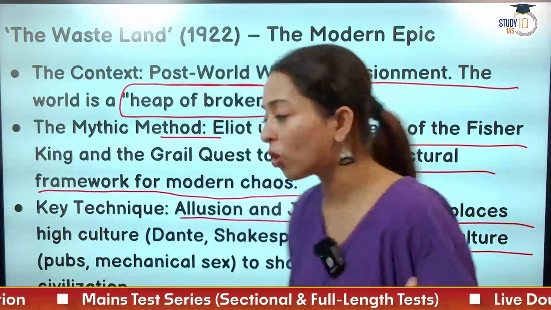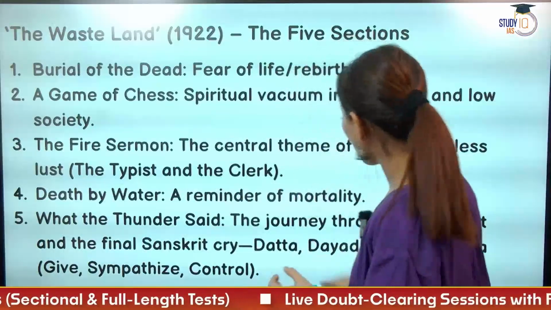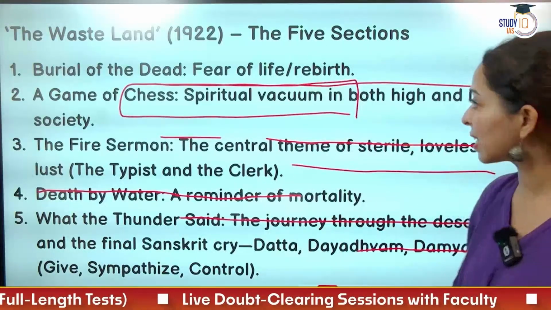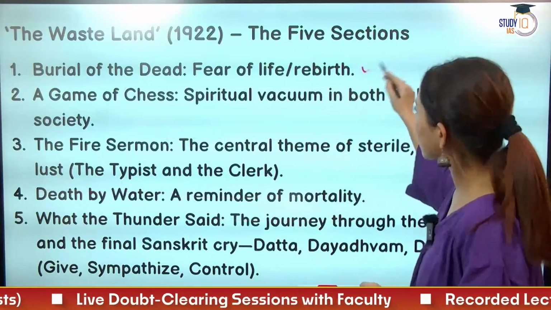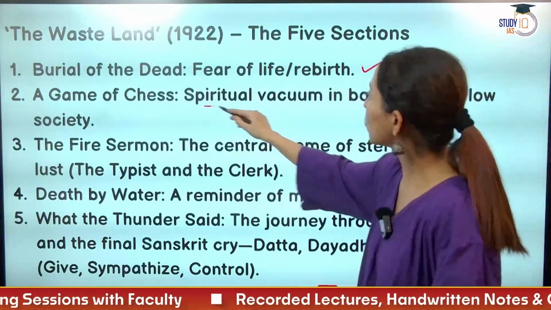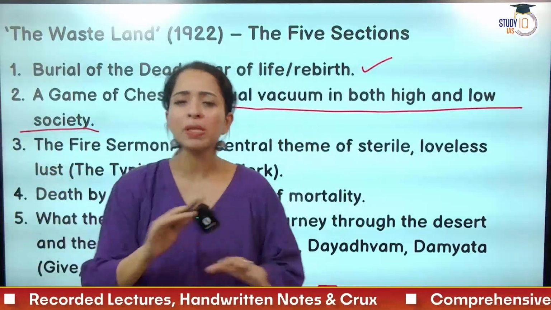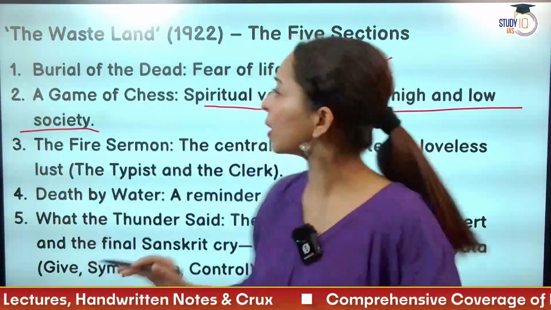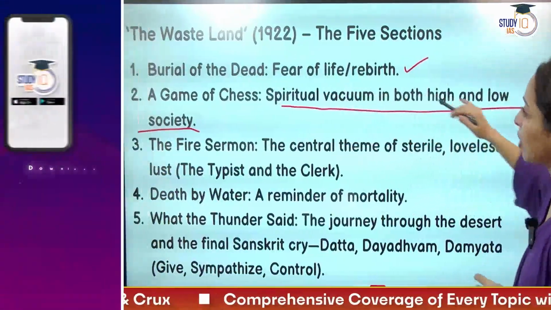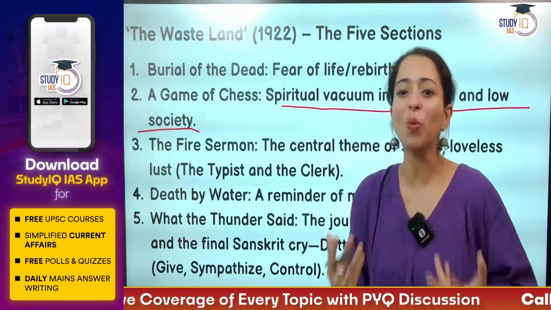So it is a poem of 434 lines, divided into 5 sections. The Burial of the Dead is the first section of The Waste Land. Fear of Life and Rebirth is its theme. A Game of Chess is the second section, showing a spiritual vacuum in both high and low society. So spirituality is absent, anywhere across the world. So in The Burial of the Dead, fear of life or rebirth: you are born and you don't know what to do with life.